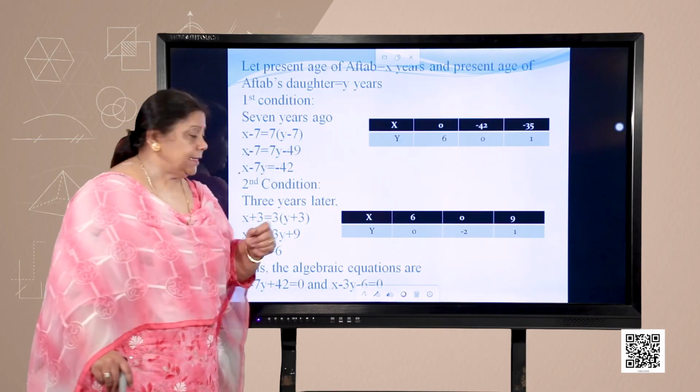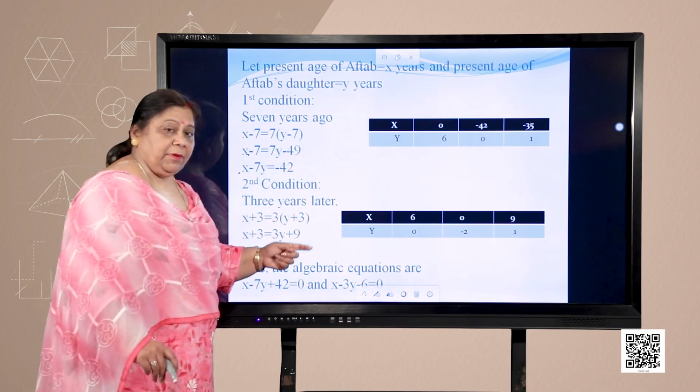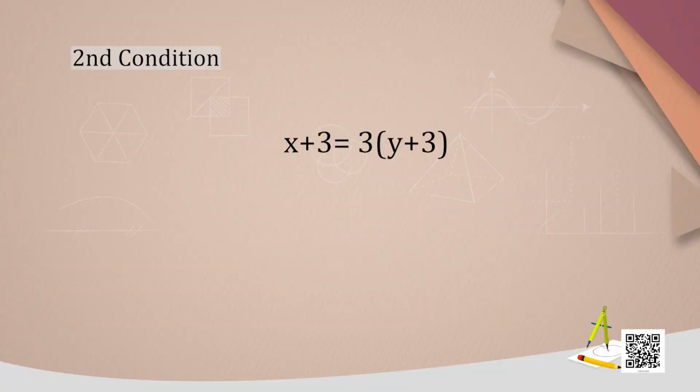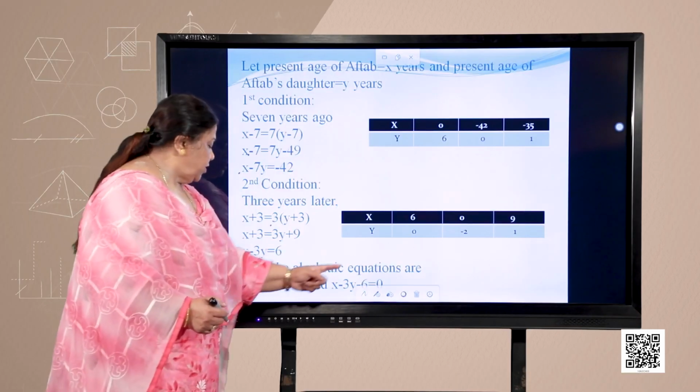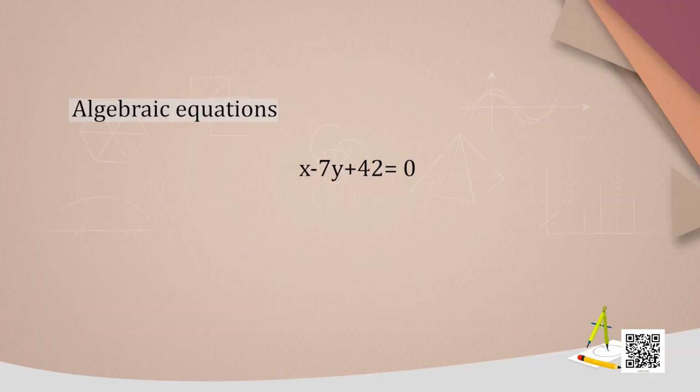Second condition says 3 years later. That means x plus 3 is equal to, daughter also will become y plus 3. So 3 times y plus 3, that is x plus 3 is equal to 3y plus 9 on opening the brackets. So x minus 3y is equal to 6. Thus the algebraic equations are x minus 7y plus 42 is equal to 0 and x minus 3y minus 6 is equal to 0. Now these two equations we will solve and we will get the values in tabular form.